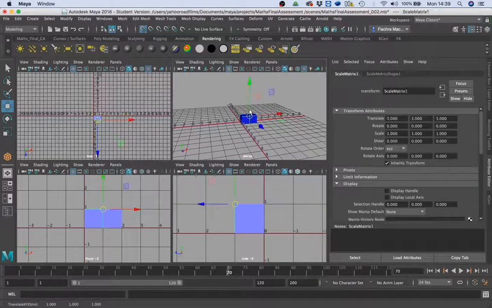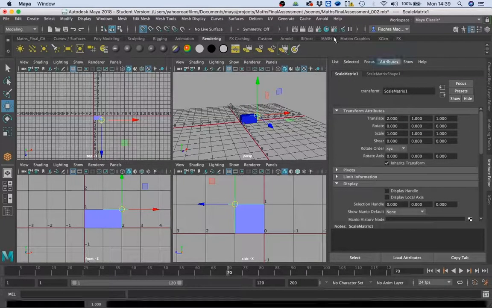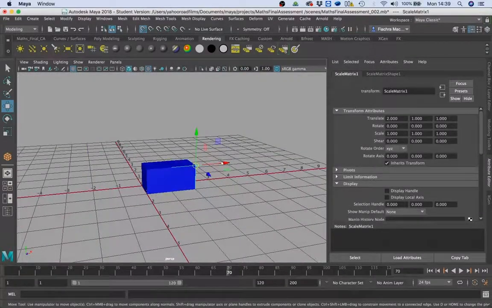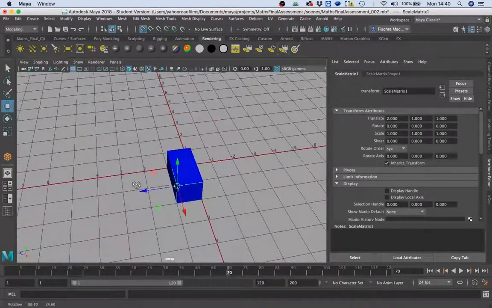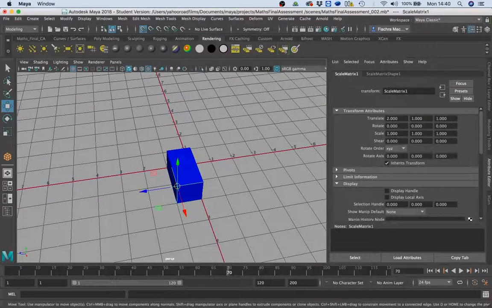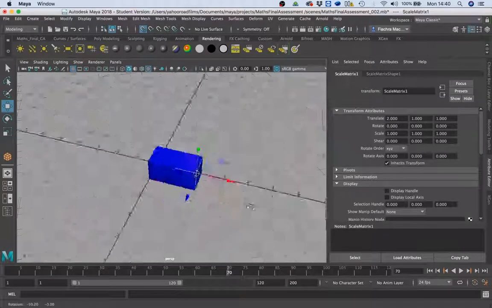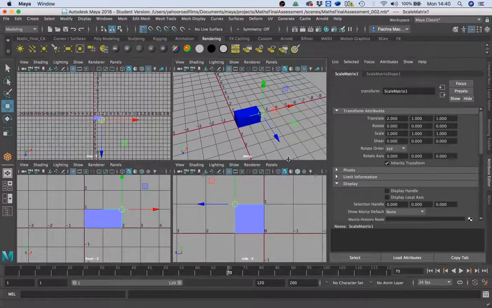So that's our initial point. If we then move, let's say, instead of 1, 1, 1, it's now 2, 1, 1. Okay, and that's where the location leads us. So that's scaling using a matrix to scale, and also comparing it with applying the result of the matrix manually into Maya.